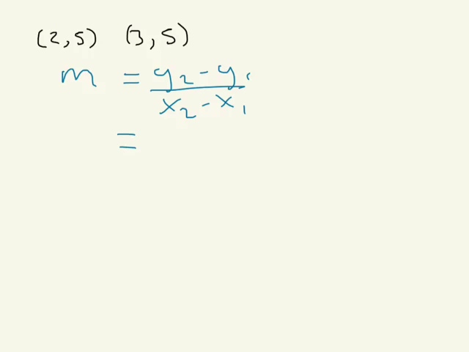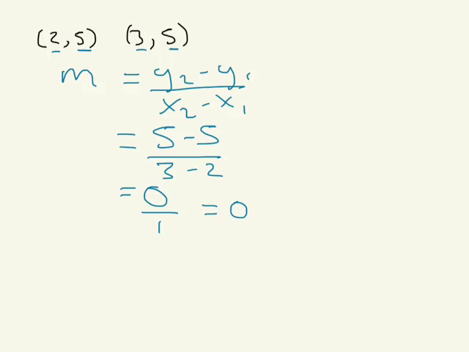So that's going to be, let's see, this is y2, this is y1, so that's going to be 5 minus 5 over x2 minus x1, that's 3 minus 2. That's going to give us 0 over 1. We know that whenever 0 is divided by anything, that's just going to equal 0. Alright, so our slope is 0.